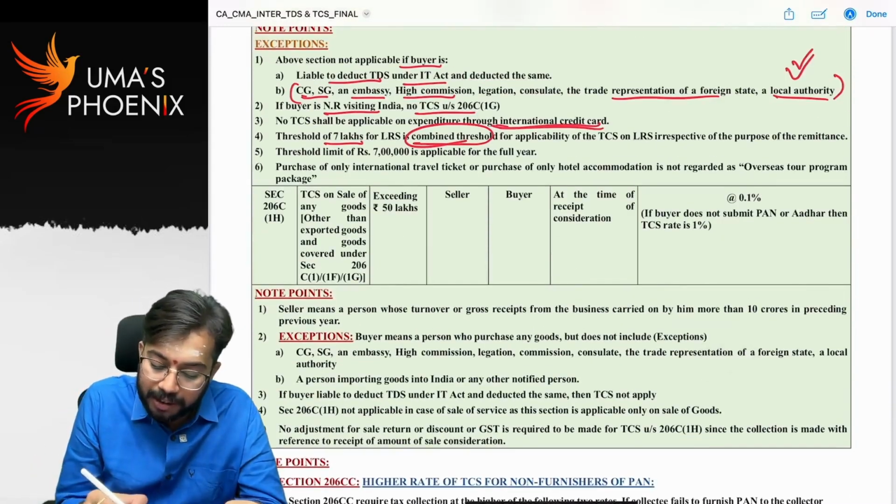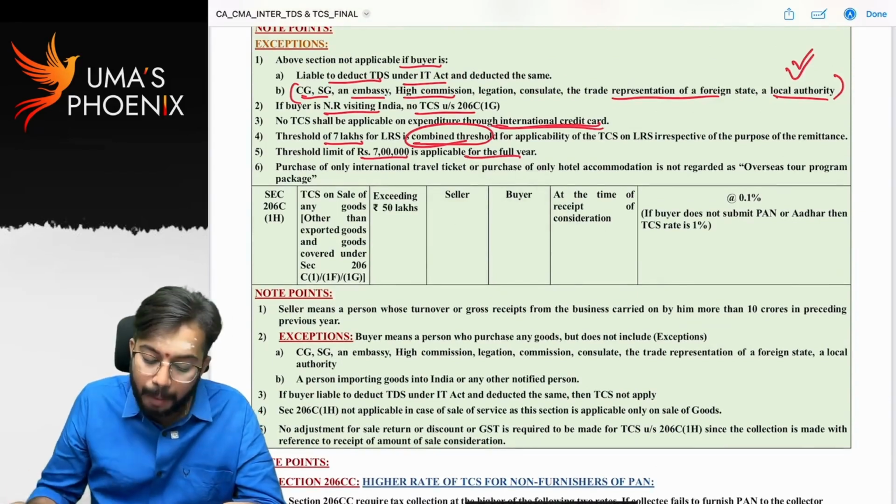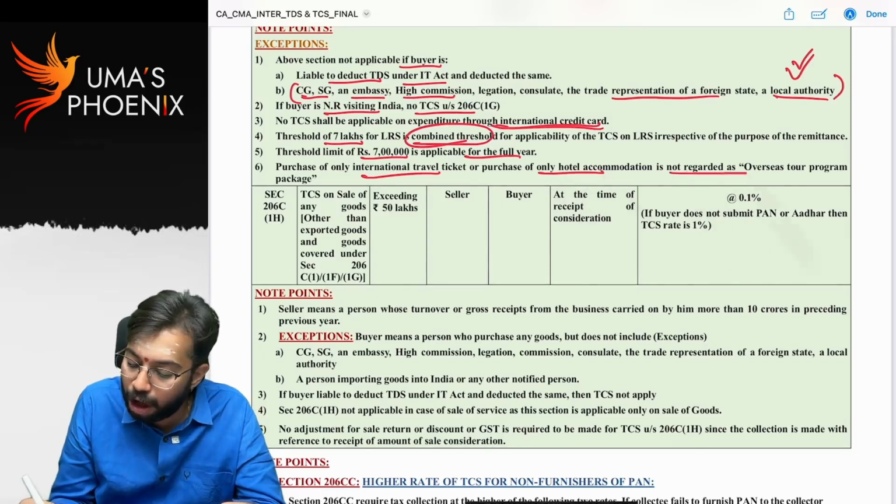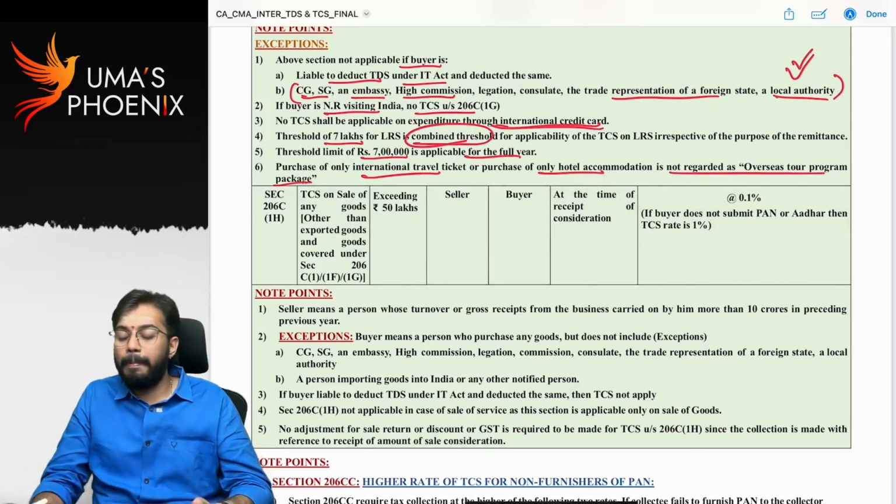Next, the threshold limit of 7 lakhs is applicable for the full year. Purchase of only an international travel ticket or purchase of only hotel accommodation is not regarded as an overseas tour program package. What do you mean by this?